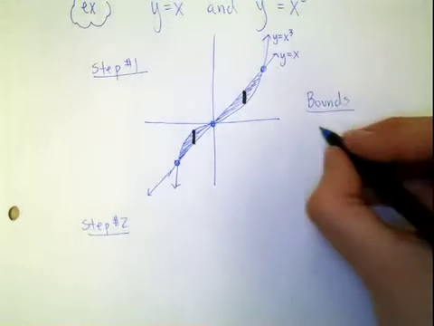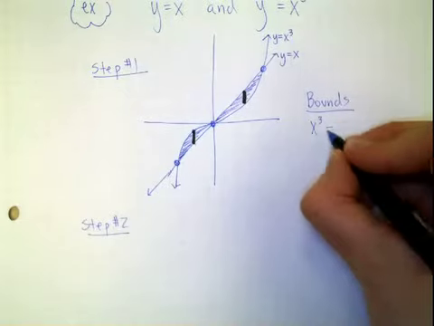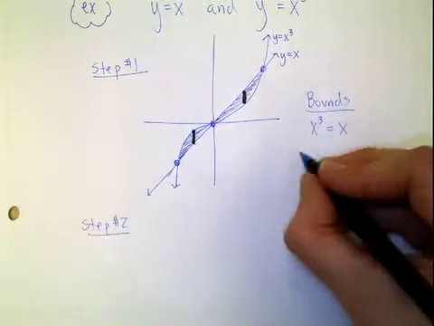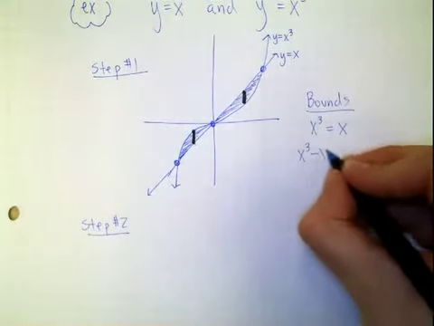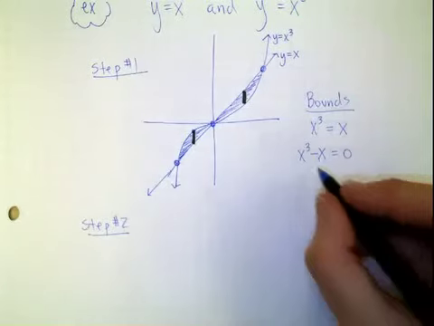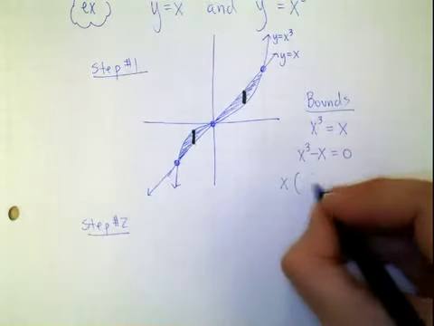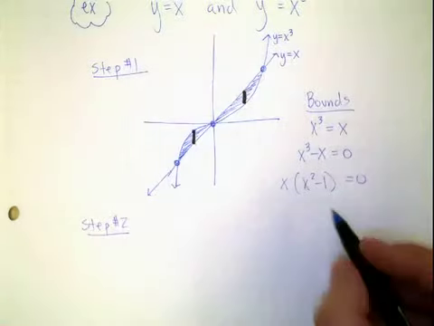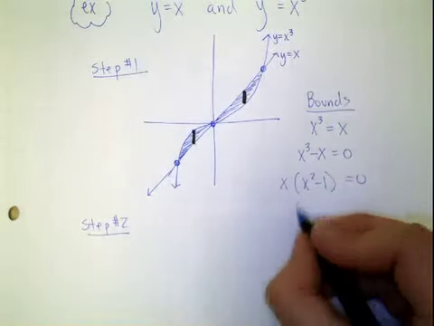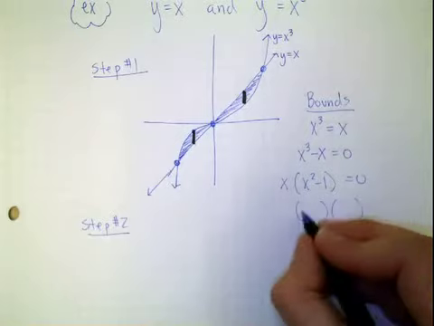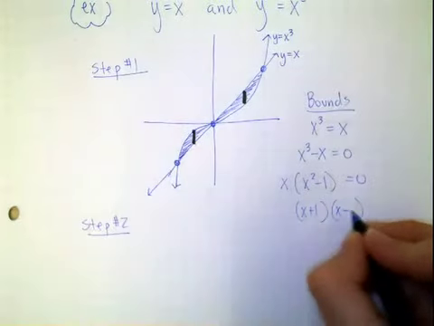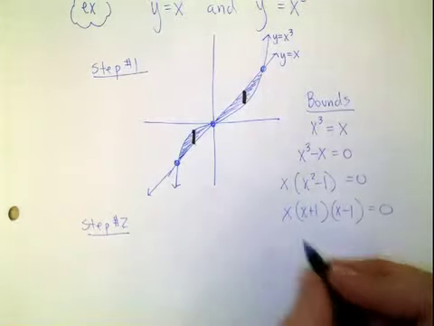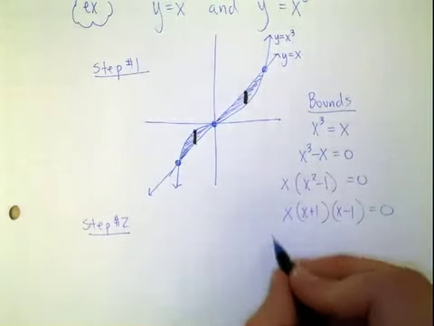And I'm going to set these two curves equal to each other. I'm going to set the x cubed equal to the x. And I'm going to solve for where they cross. So subtract the x over. X cubed minus x equals 0. Factor out an x. So I have x times x squared minus 1 equals 0. Then factor x squared minus 1 into two parentheses. That'd be x plus 1 and x minus 1 with an x in front equals 0. Which means I have three answers here.